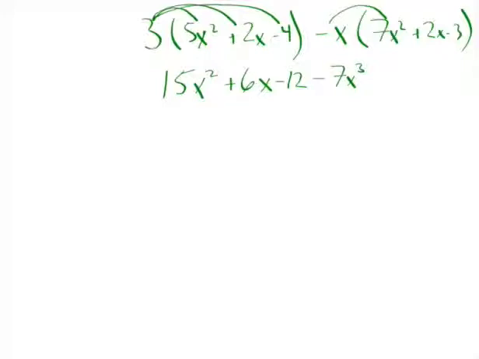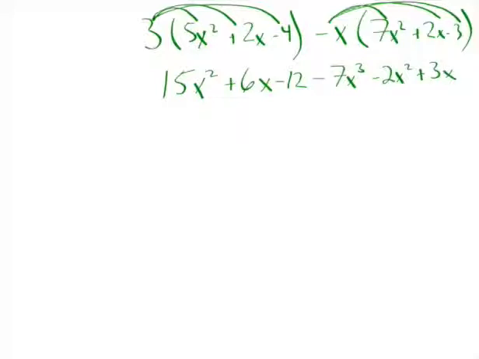Now we're going to take the negative x and we're going to multiply by the second term. So negative x times positive 2x will be negative 2x squared. You have an x to the 1 and an x to the 1, so you have to add those together. And now we have negative x times the last number in the parentheses, which is negative 3. So negative x times negative 3 will become a positive 3x.